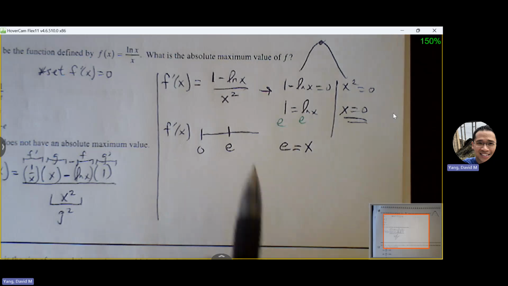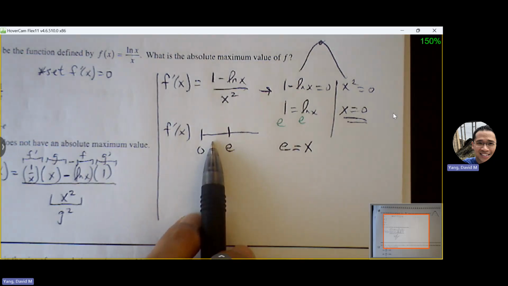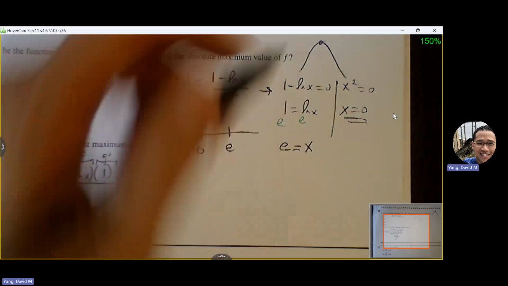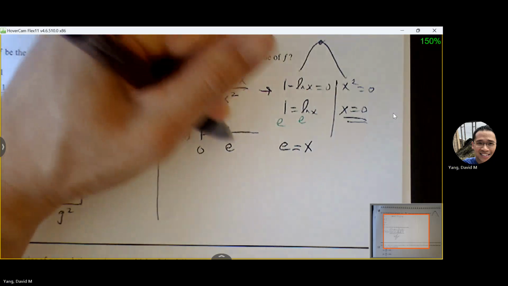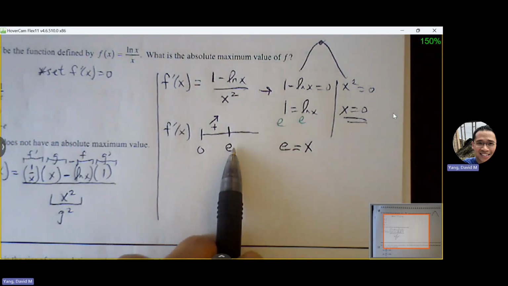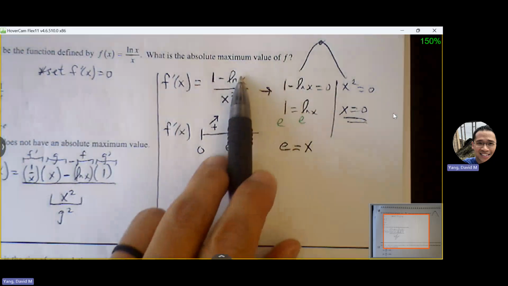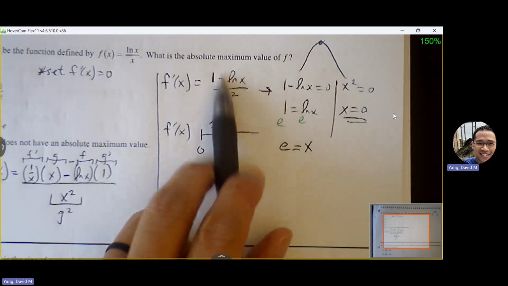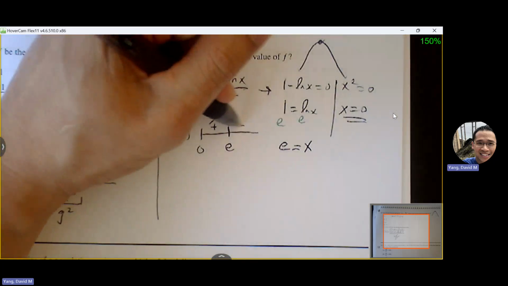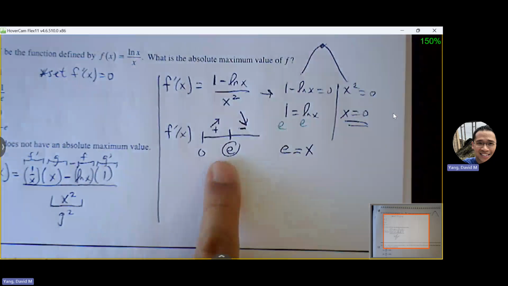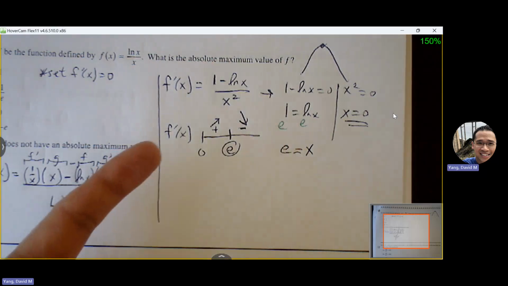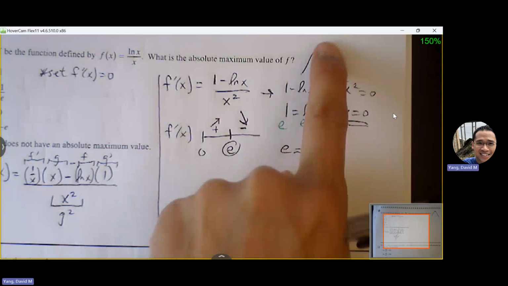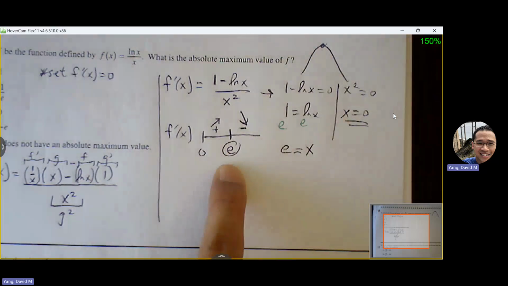And if I test the value to the left of e, like 1, I'll get a positive number. If I plug in a value larger than e, like e squared or e cubed, I'll get 1 minus natural log of e squared or e cubed, which is negative. So I know that there is a relative max or absolute max at e because the graph is only rising and falling. So the relative max also happens to be the absolute max.